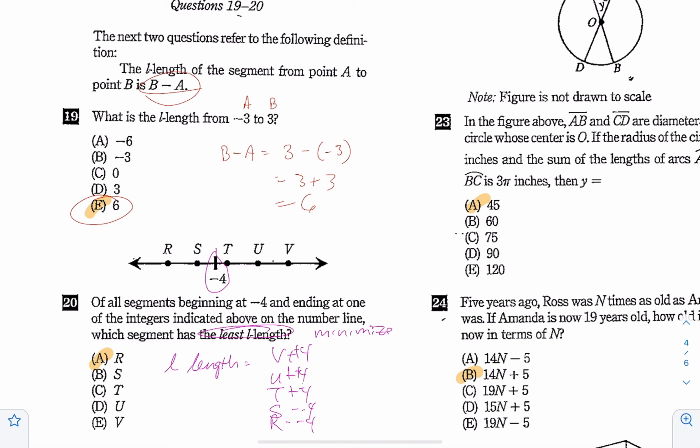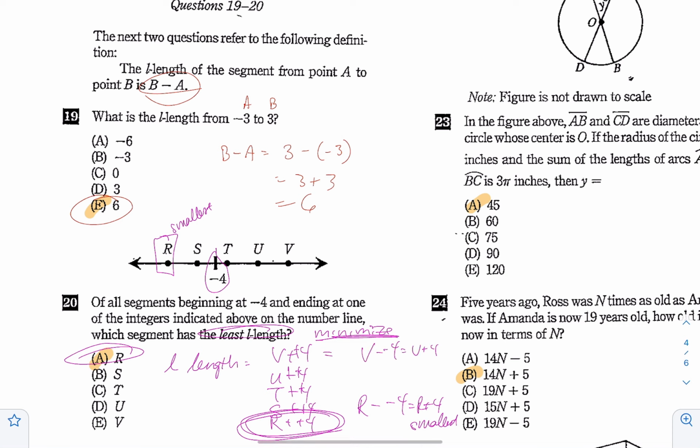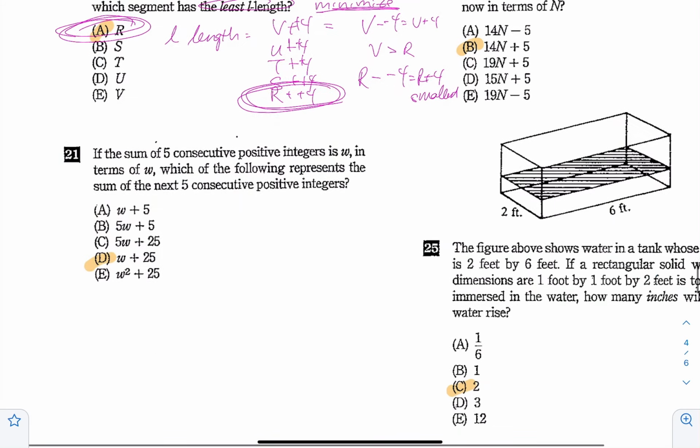because you're adding 4 in each of these, you want to pick the number that is the smallest. And R is the smallest value. So R minus -4, or R plus 4, will be the smallest. V would be the largest, because this is V minus -4 or V plus 4, and V is much greater than R. So V plus 4 will also be the largest. So here you want choice A, because you want the smallest.